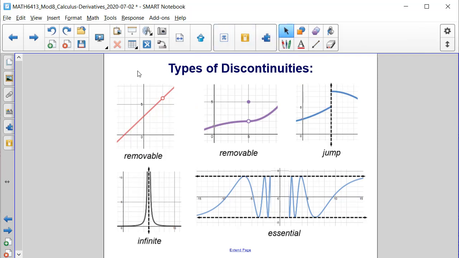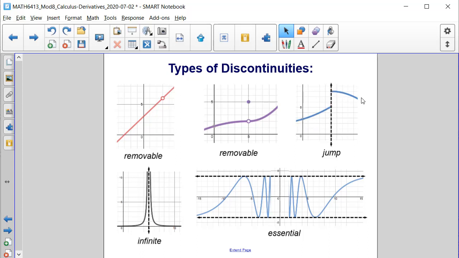There are a couple of different types of discontinuities that are possible for functions. The first one is removable. Those usually happen in rational functions when the same factor occurs in both the numerator and denominator. Another removable discontinuity looks like this. It has a hole in the graph, but then the function is defined at another random point.